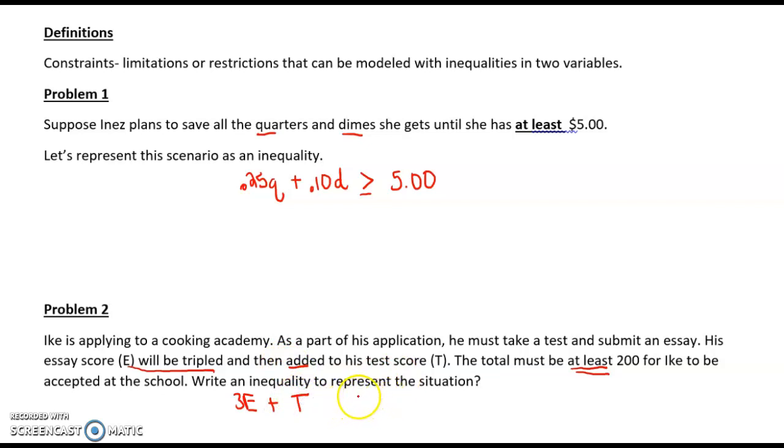And I know that there's a constraint and 200. So I got to think, what is that constraint going to be compared to this value? Well, at least, just the same as above, it needs to be greater than or equal to. He could score 200 and still be accepted at the school. So it is a greater than or equal to sign.